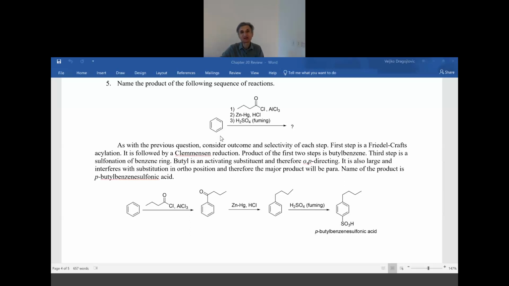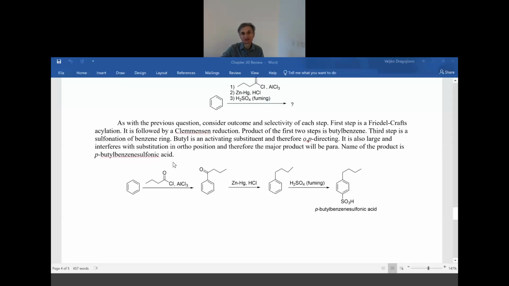So again, we start with benzene, and now we have 3 steps. As usual, you go step by step, and keep in mind that you should consider not only the reaction outcome, but also whether there is selectivity, and if there is, what would be the outcome.